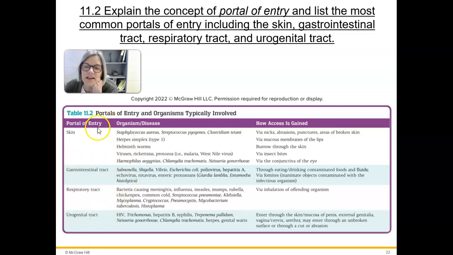And if we look at the gastrointestinal tract, what kind of organisms use that as the portal of entry? Well, Salmonella, E. coli, poliovirus can use that. And this is through eating and drinking contaminated foods. We've all had foodborne illnesses, that we ate something that didn't agree with us. And that can be both viruses and bacteria, as well as protozoans.